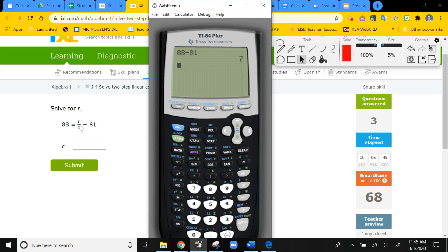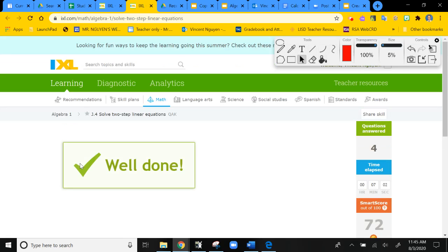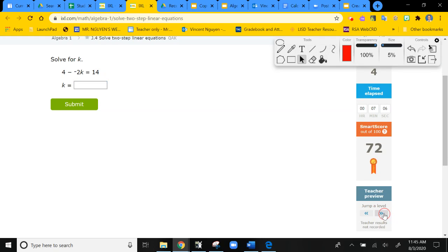And then to get rid of this 8, I have to multiply both sides by 8. So I'm going to take this answer and multiply it by 8, and I'm going to end up with 56. And 56 is going to be my answer. Submit.